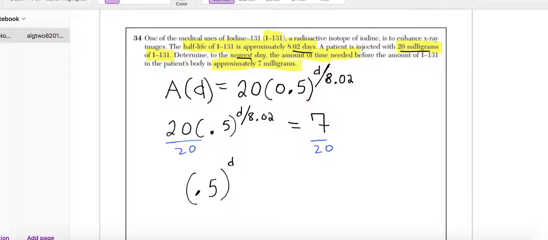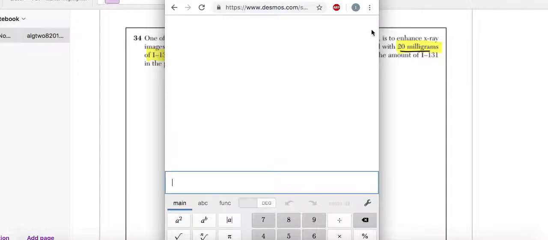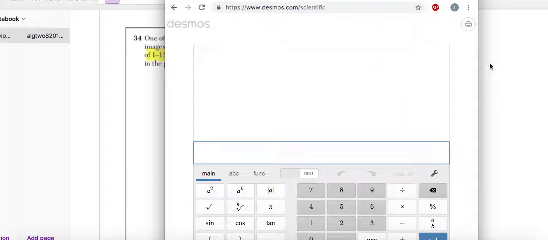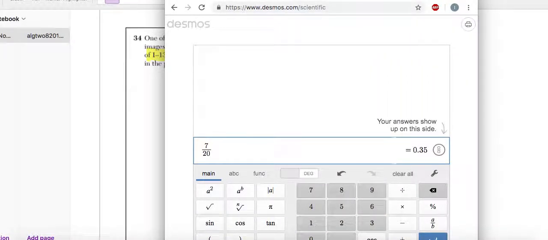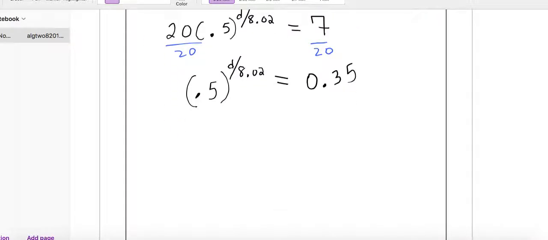to the d over 8.02 is equal to 7 over 20, which we could just quickly get in our calculator, is 0.35. All right? Or we could have left it as 7 over 20. Doesn't really matter. Now what I'm going to do is you could use the common log, or you could use the natural log on both sides, but I like to use the log with the same base. So our base is 0.5.